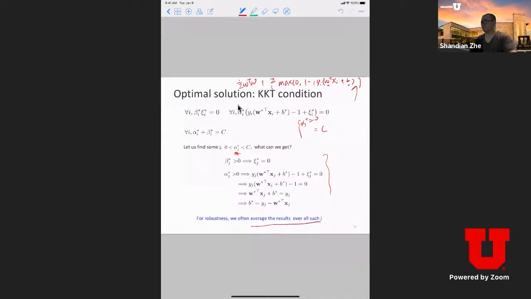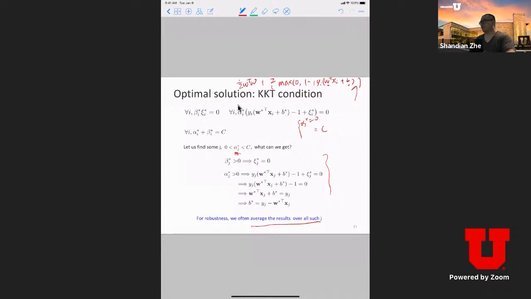Also, for alpha j, rather than putting the constraint that alpha j should be less than or equal to c, if we put a hard constraint that it should always be less than c, then we'll be able to find b for every case. Oh yeah, but how do you justify putting a strict constraint? I will arrive at that point in a minute.